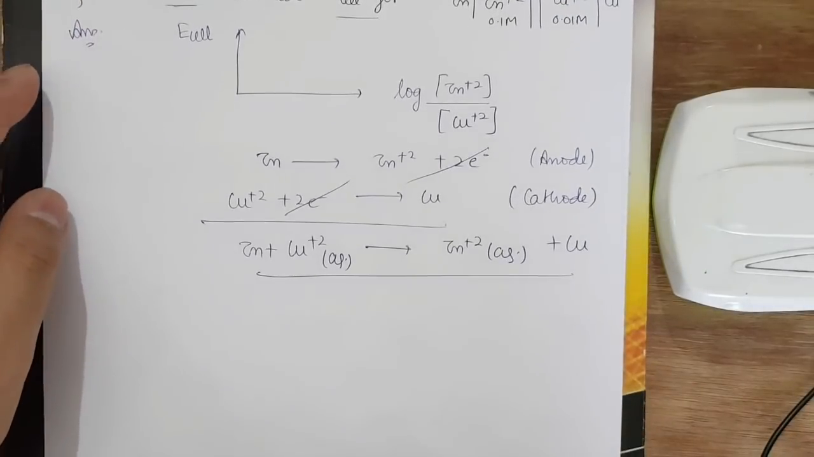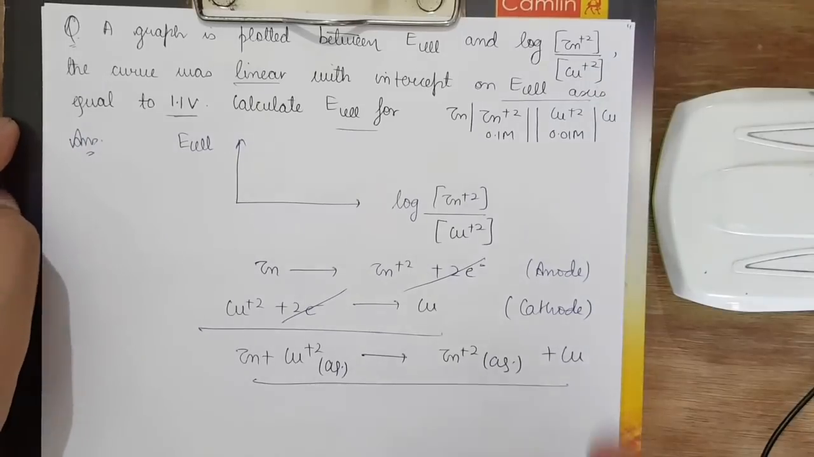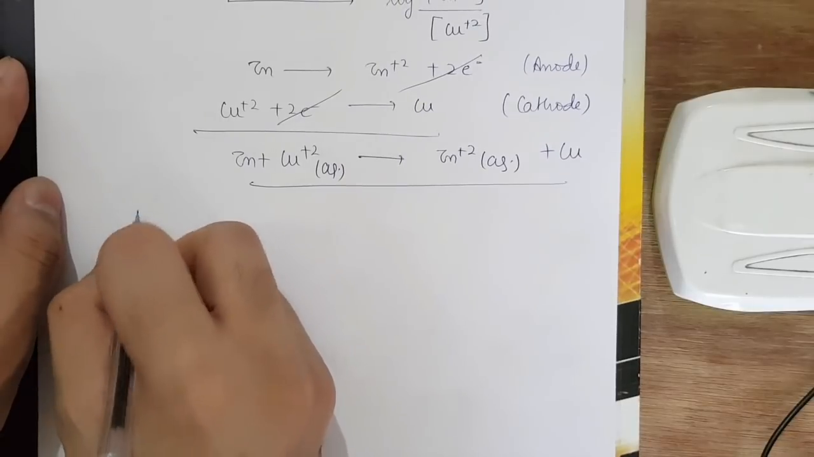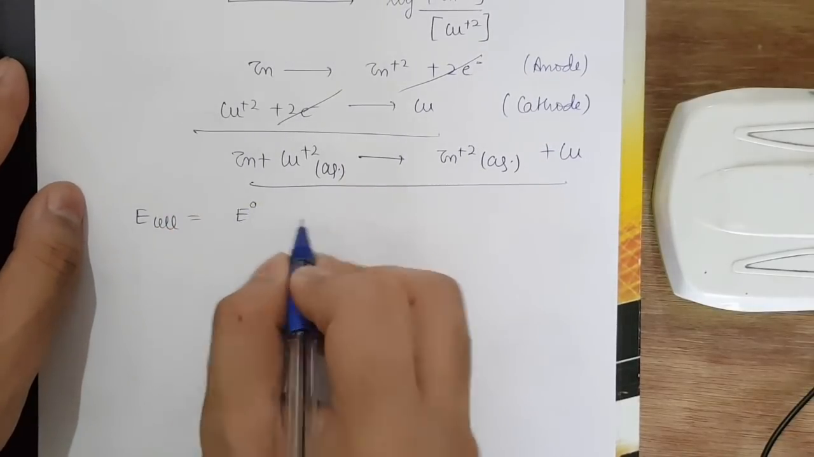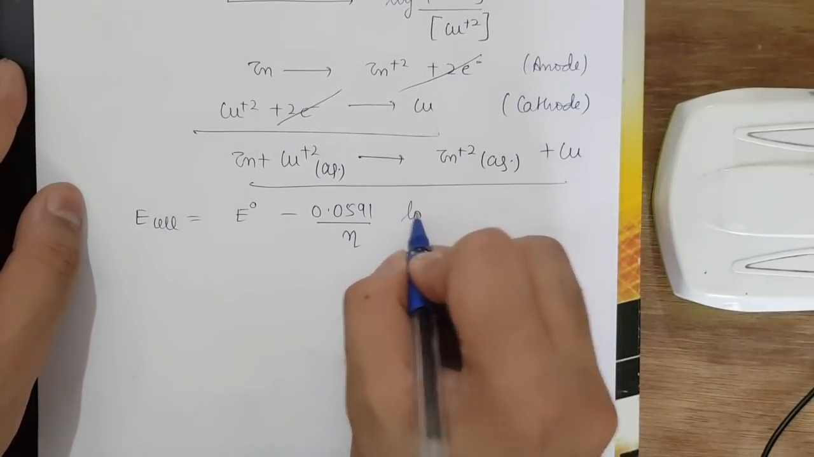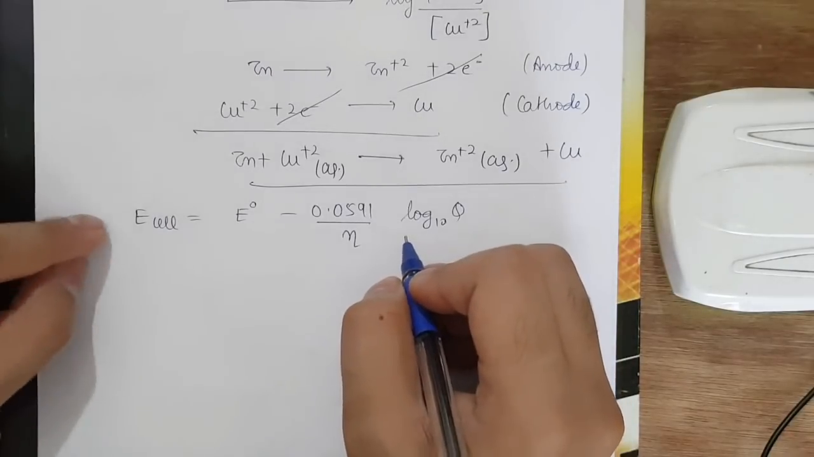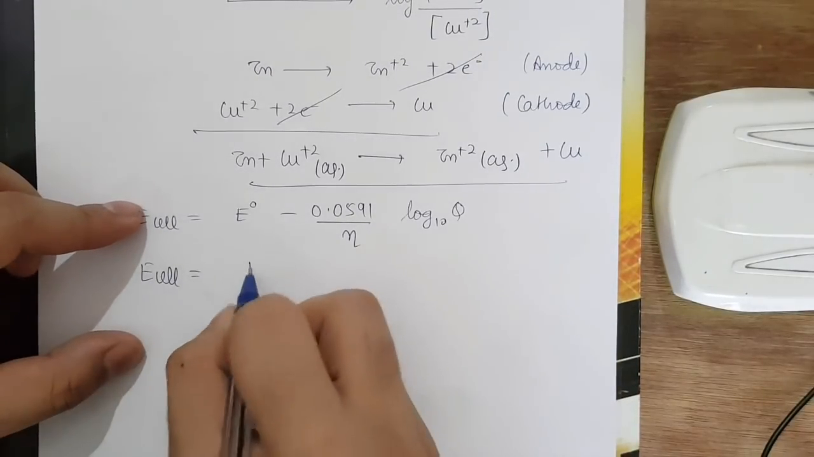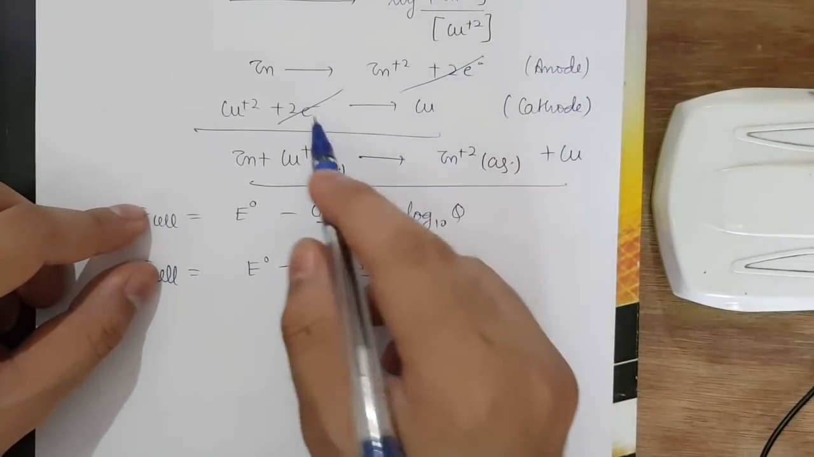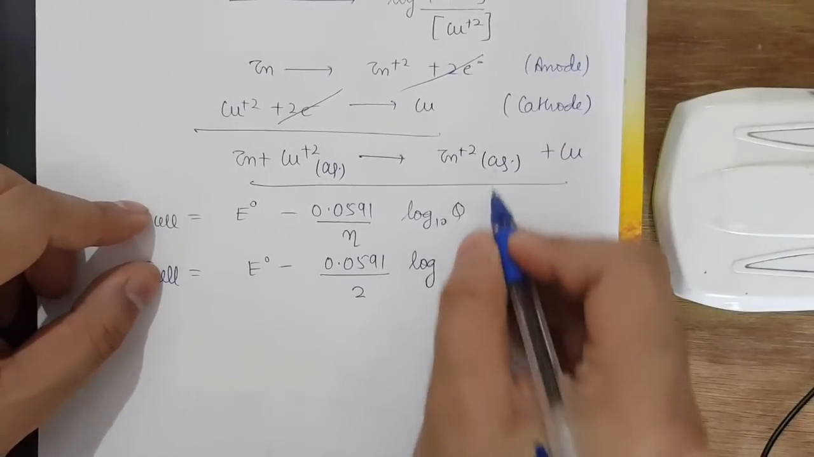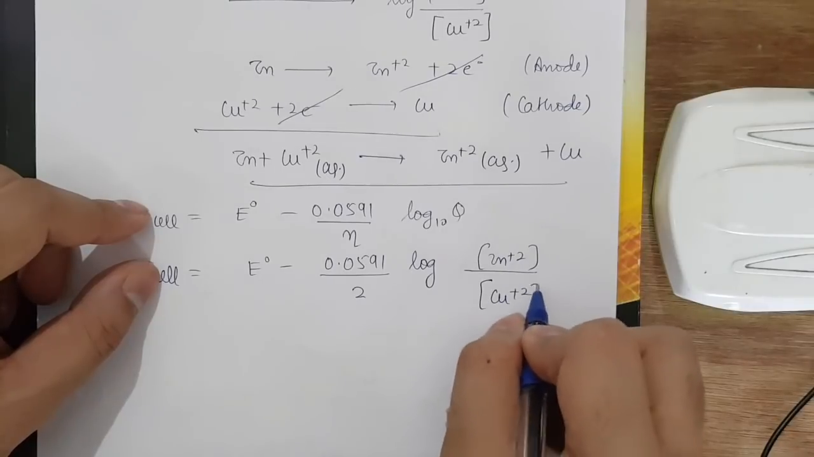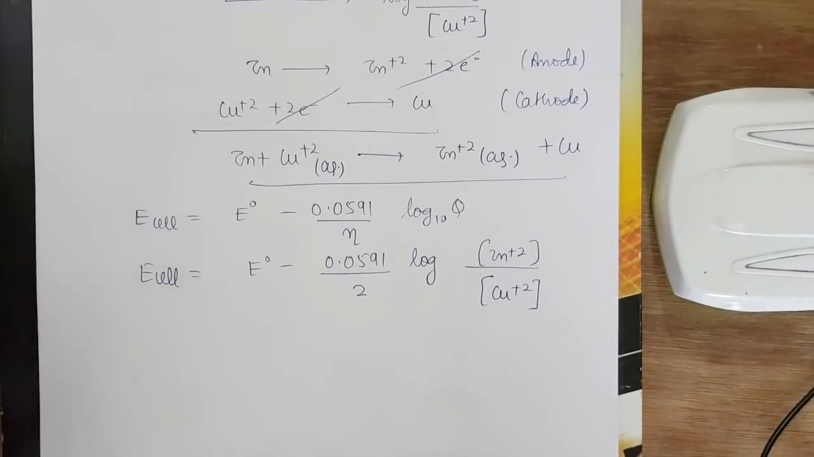So the relation between E cell and log of Zn plus 2 upon Cu plus 2, we all know, is the Nernst equation. So we have E cell equal to E naught minus 0.0591 upon n, let me write n only, log of Q to the base 10. So E cell is equal to E naught minus 0.0591 upon n. n is equal to 2 here, that is the number of electrons, and log of Q is basically equal to Zn plus 2 whole upon Cu plus 2. Okay, so this is the equation which has been given to you.